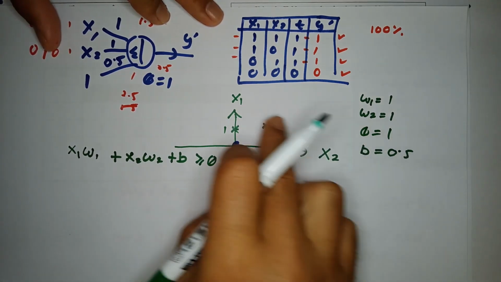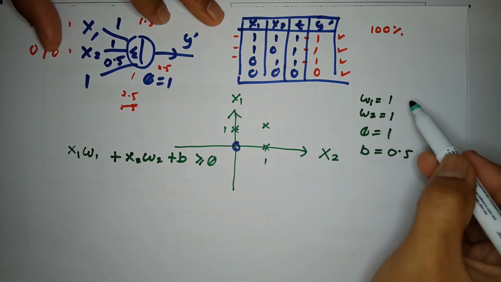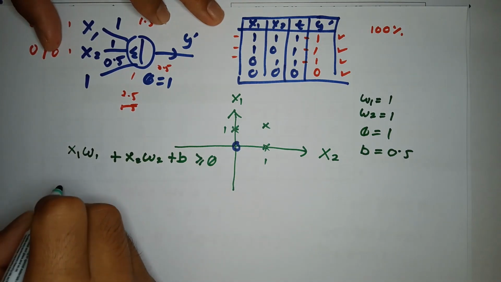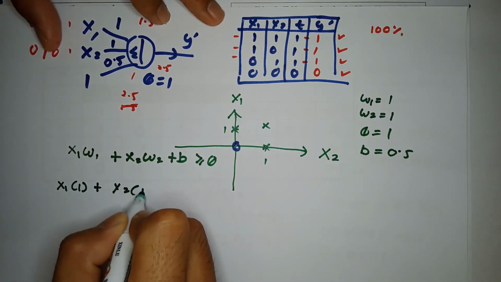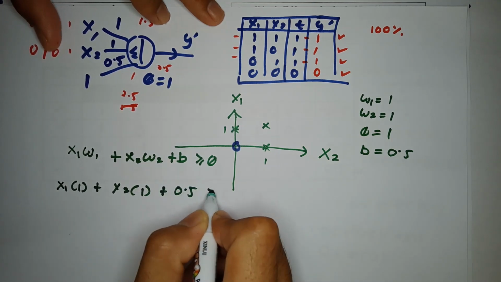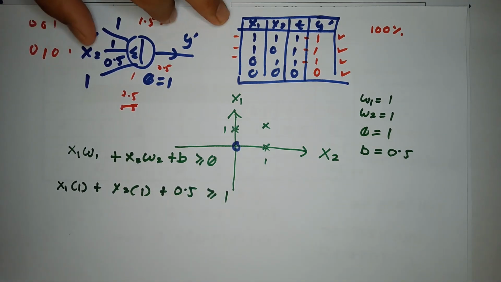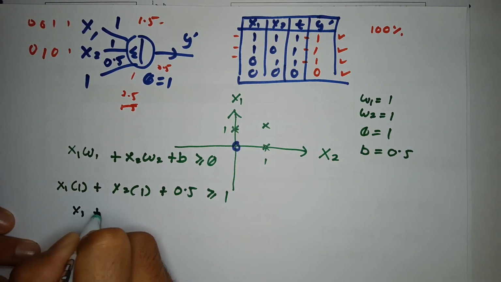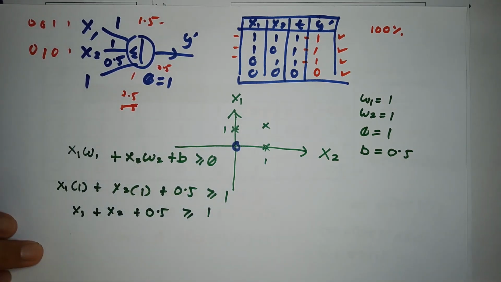So if we wish to plot this decision boundary in the scatter plot, first thing first, you need to feed all the values into the general equation. So for this case, x1 w1 will be equal to 1, plus x2 w2 will be equal to 1, and then plus our bias 0.5, in this case higher or equal to theta, which is equal to 1. Once we plug in all the values, we are left with the general equation x1 plus x2 plus 0.5 higher or equal to 1.